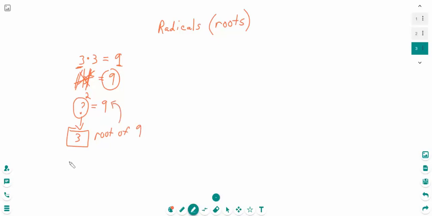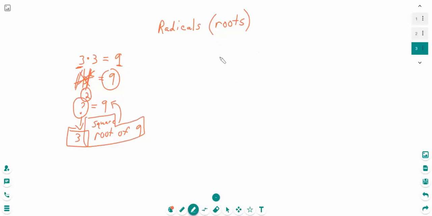It's a root of 9, okay? And in fact, it's what we'd call a square root of 9. Remember, I told you that the 2 exponent can be said "squared." That's how you could read it. So if I'm taking the square root of 9, the answer would be 3, because 3 squared is equal to 9. All right? That is what the square root means.